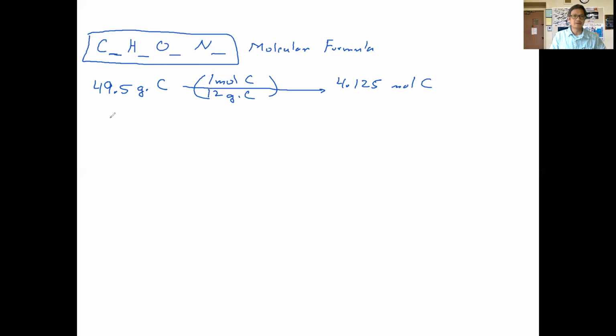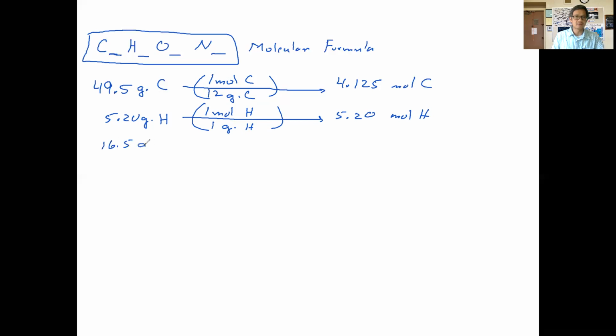Let's do the same thing for the remaining atoms. We have hydrogen, which we were told is 5.2%. So in 100 grams, we have 5.2 grams of hydrogen. We want to convert that into moles of hydrogen, so we divide by the molar mass of hydrogen, which is 1. Remember, we're dealing with atomic hydrogen, not molecular hydrogen, so that's going to be 1 gram. This gives 5.20 moles of hydrogen. The percentage of oxygen is 16.5%, which means 16.5 grams of oxygen. We convert that into moles of oxygen by dividing by its molar mass, which is 16 grams.